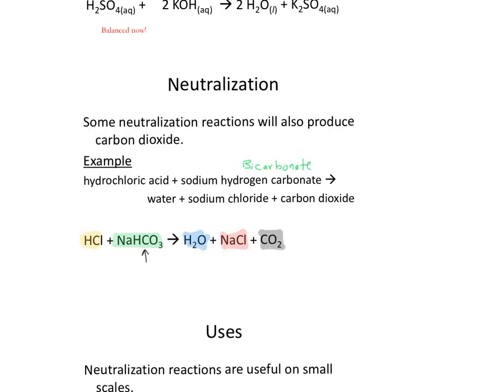That's pretty much it for this lesson. We talked about naming acids and we talked about neutralization reactions. The next few slides have some uses of neutralization reactions, including things like liming and bee stings, but I'm going to let you take a look at those on your own.